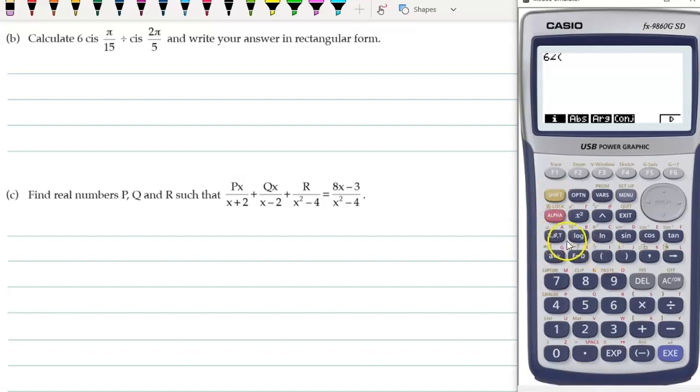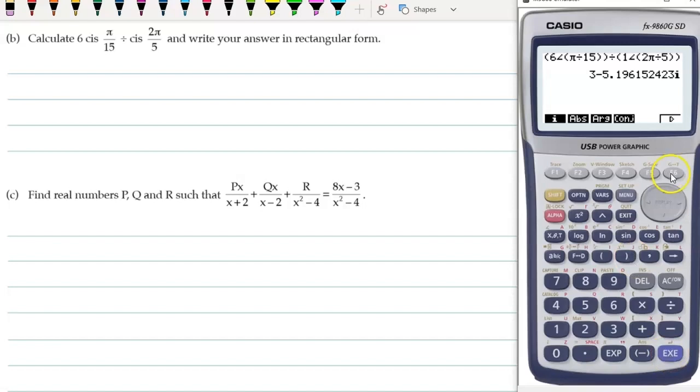And then we've got pi divided by 15. That's going to be divided by, in fact, I'm just going to put brackets around all of it, just to make sure we've got that division happening correctly. Okay, so then we will divide that by 1 angle 2 pi divided by 5. And it gives us our answer straight away in rectangular form.